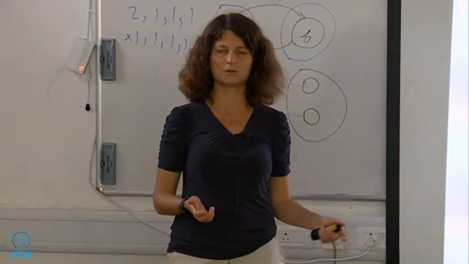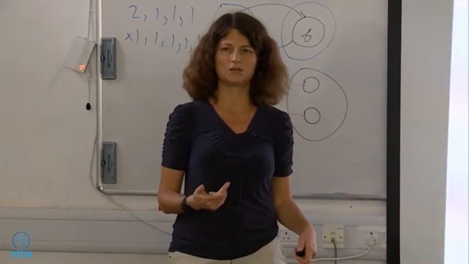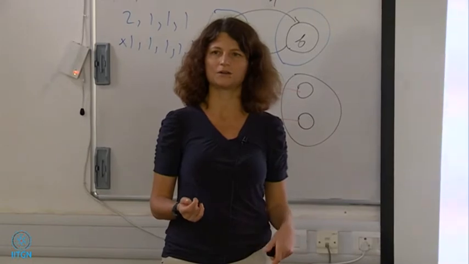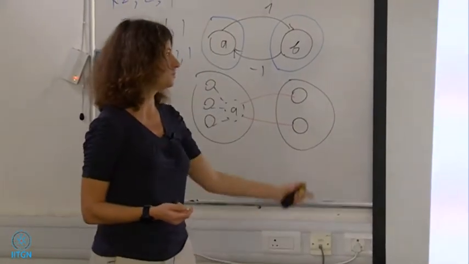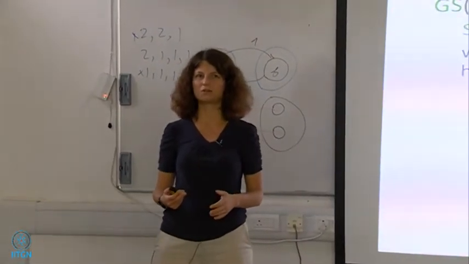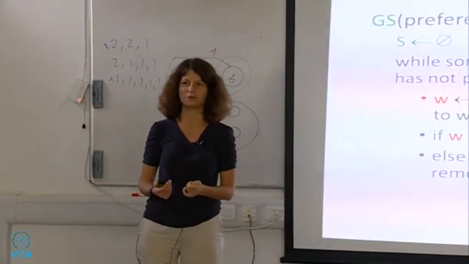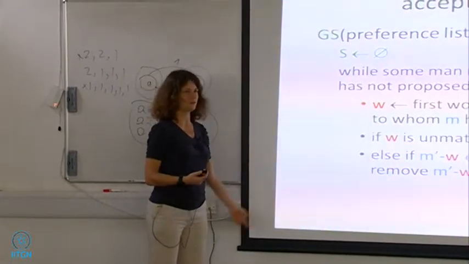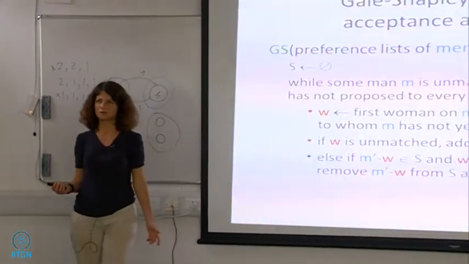If she prefers her current partner, so she looks at the new proposal and says, well, thanks, but no thanks, I like my current guy. If she actually prefers the new proposer, she dumps her current partner, who then becomes unmatched, right? The matching was provisional to start with, right? So he's been dumped now, right? And she's now matched with this new guy who just proposed, right? So this is how the algorithm works.